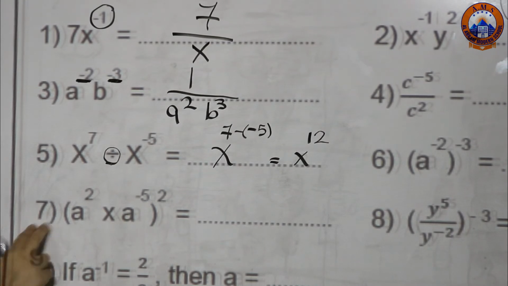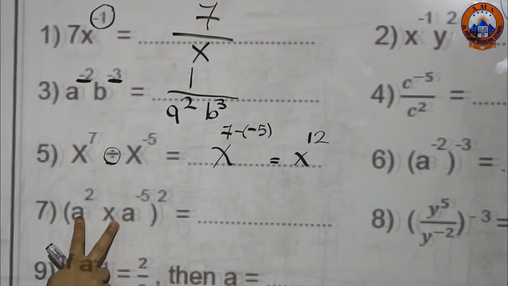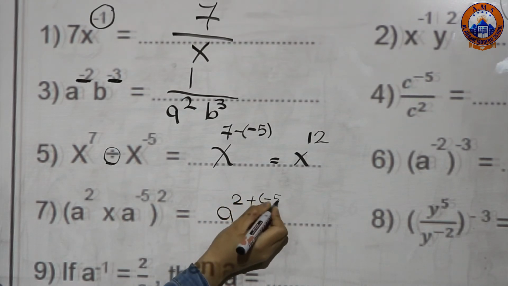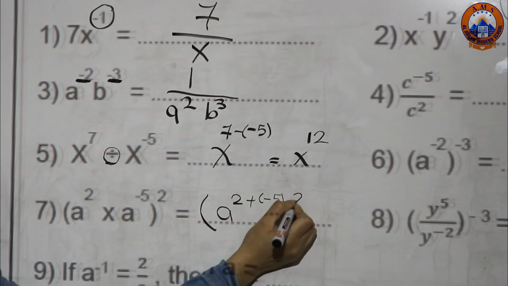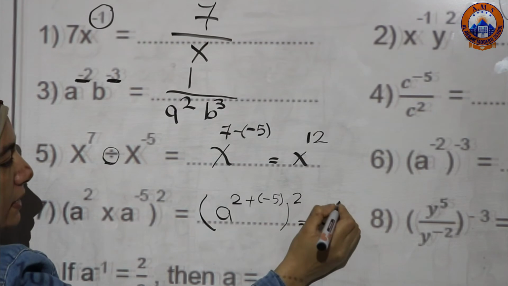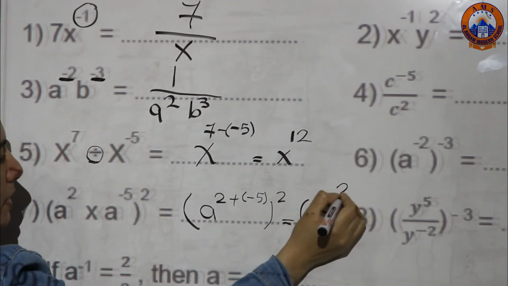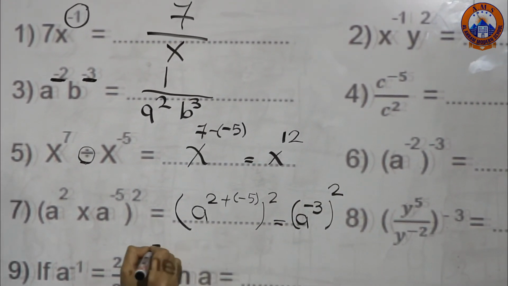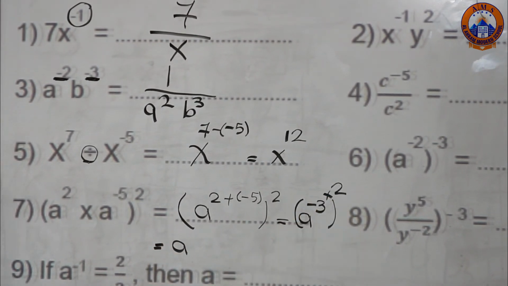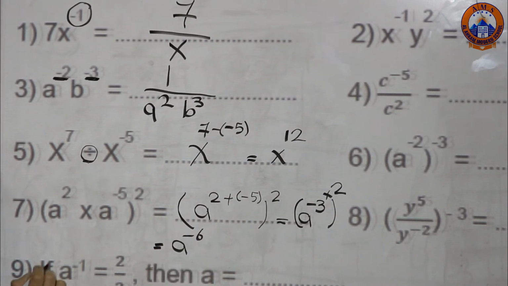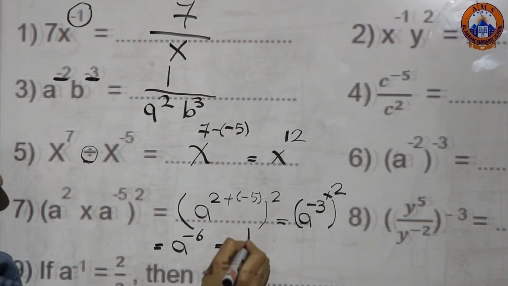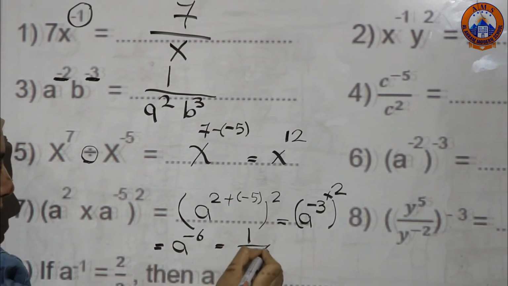Exercise number 7. You have to simplify first between brackets. It will be a to the power 2 plus negative 5, and those all to the power 2. So it will be a to the power negative 3, all to the power 2, which equals, you have two powers, so you have to multiply them, a to the power negative 6. I have to convert the negative power into positive, so it will be 1 over a to the power 6.